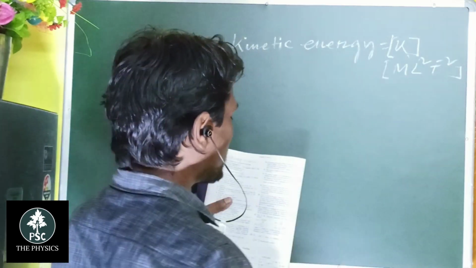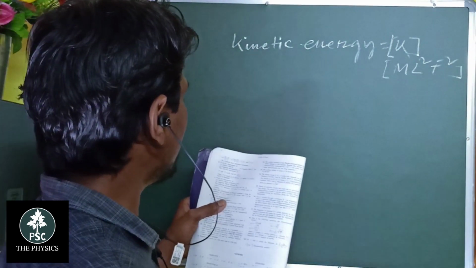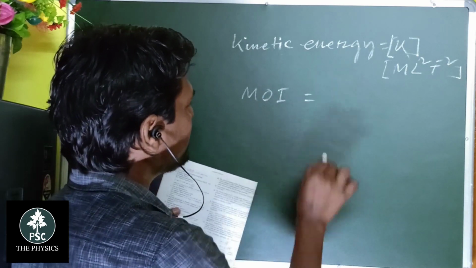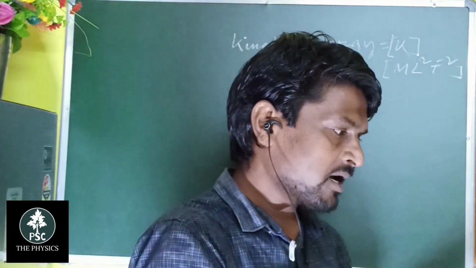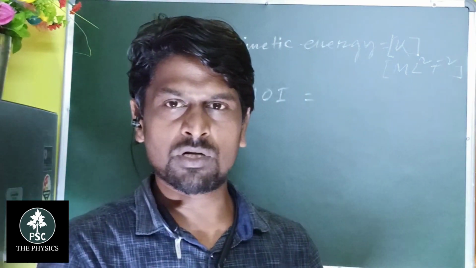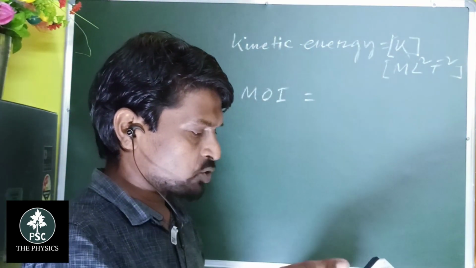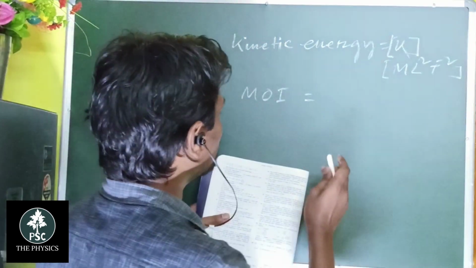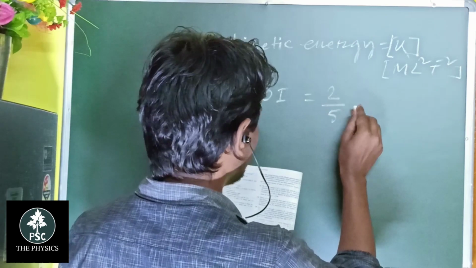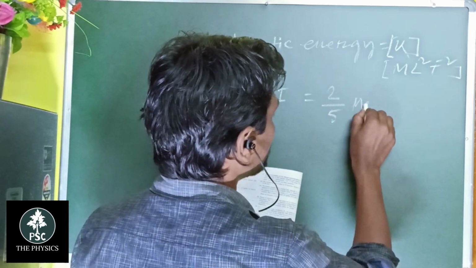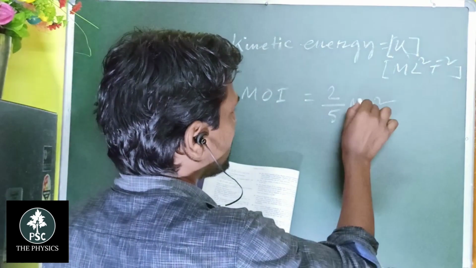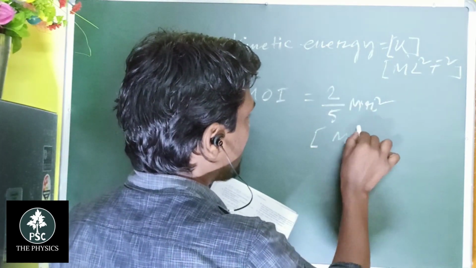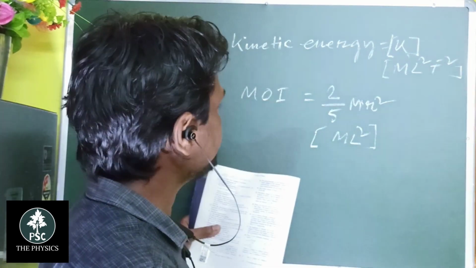It is equal to the dimension of work done. And then the moment of inertia, MOI. If you are not familiar with that physical quantity, the moment of inertia of a sphere about its diameter is 2 by 5 MR^2. So the dimension of moment of inertia will be M into R, that is length, so ML^2.